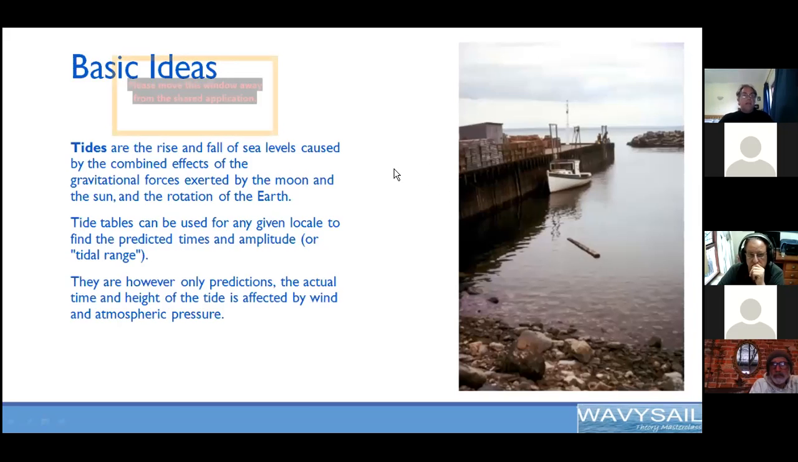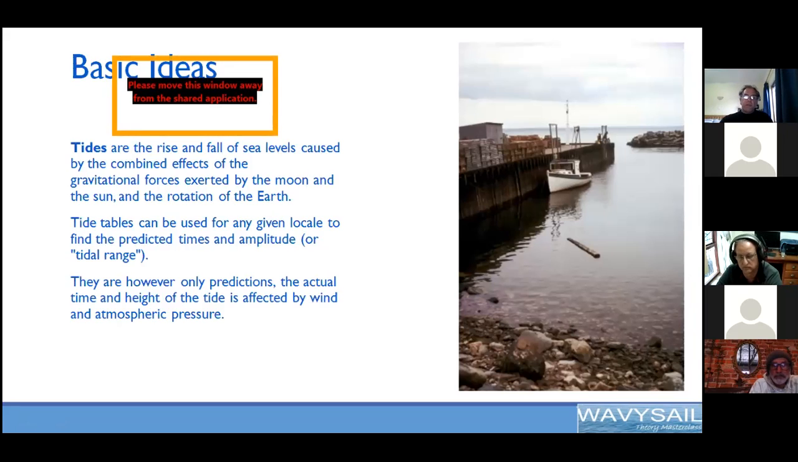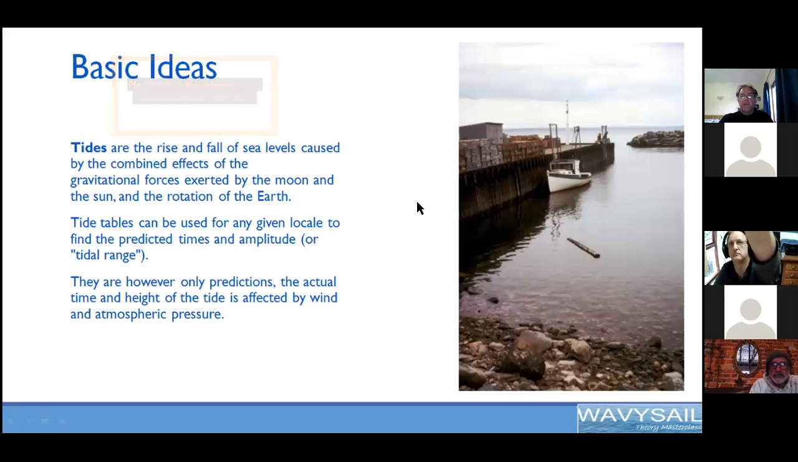Please remember, guys, however, these are only predictions. Actual tidal height is affected by all sorts of other things, wind and atmospheric pressure. So we've all seen those horrible photographs and pieces of footage where a hurricane makes landfall, and at high tide, the sea just starts breaking over the walls. That's simply because of very low air pressure and very big high wind effects. So these are only predictions. So always give yourself a bit of range there.